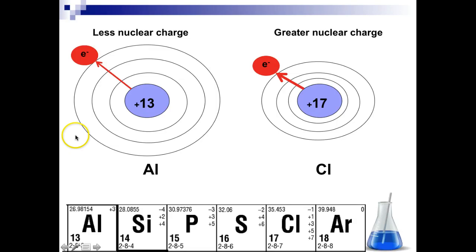So again, let's look. We have an element aluminum on the left side of period 3, and we have chlorine on the right side of period 3. Aluminum is a larger atom than chlorine, so it's going to take less energy to remove this electron than it is chlorine. Chlorine has a greater pull between the electron and the nucleus, so it's going to take more energy to pull off that one electron.